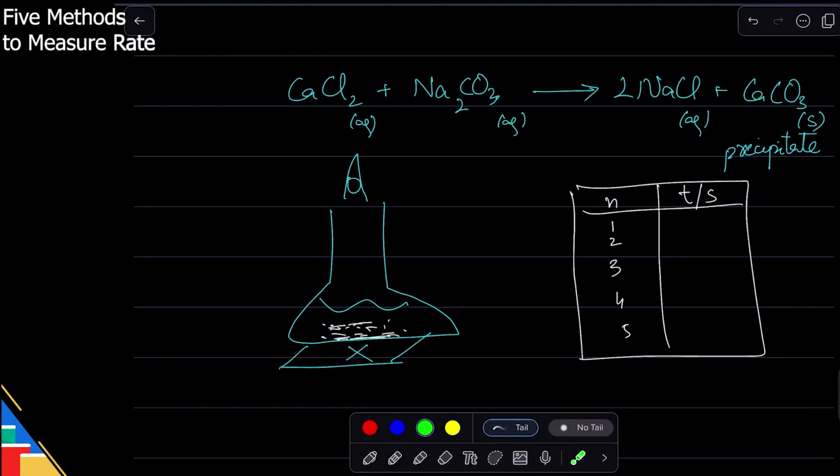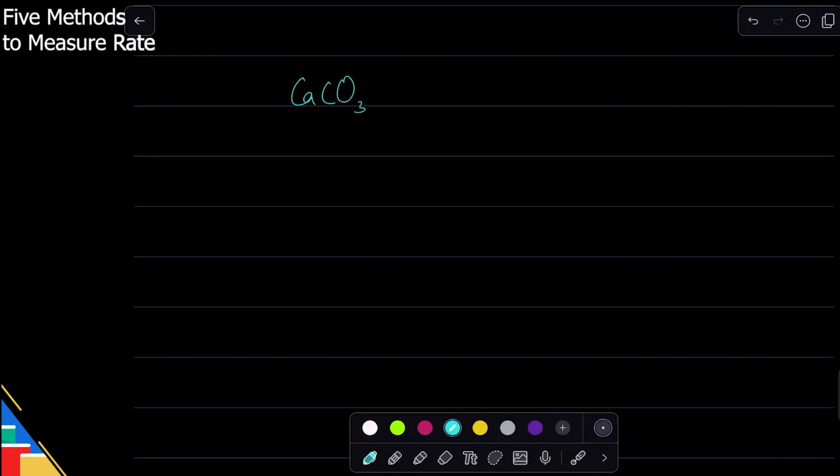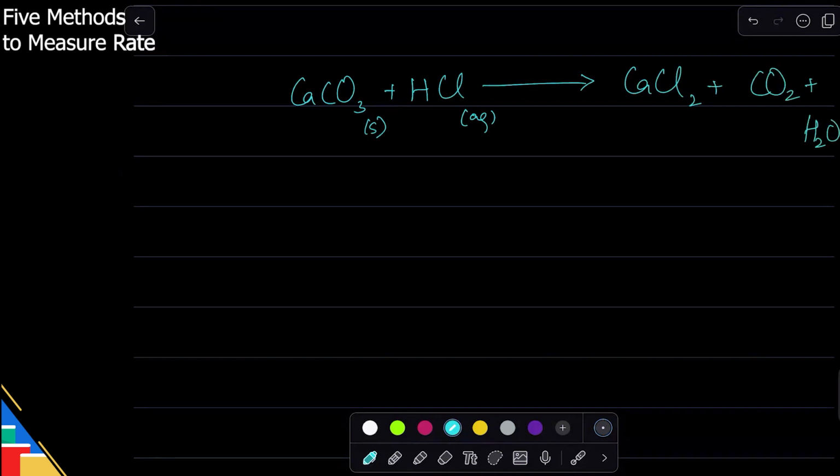Okay. Now I'm going to show you some methods that we do in the lab to see how the reactions happen. So I have calcium carbonate and I reacted with HCl. Now, when this reaction happens, calcium chloride, carbon dioxide, and water is produced. This is a gas, this is a liquid. Now, can you look at a thing that will disappear in this reaction? Can you tell me what will disappear in this reaction?